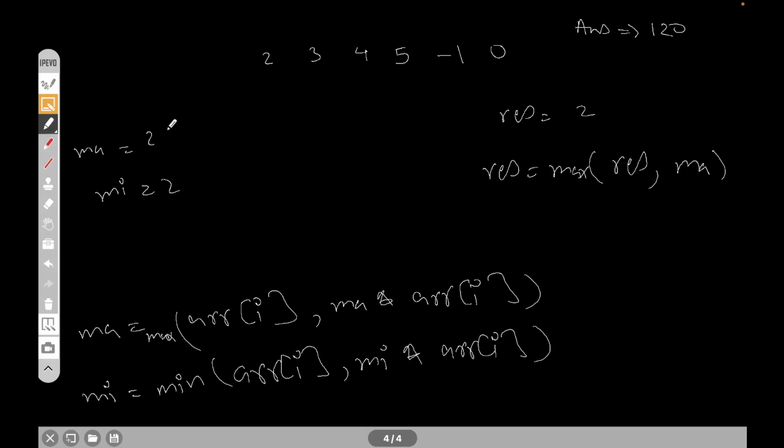So if we try to solve this one, currently we are at 2. Now we move one step forward. Currently we are at 3.